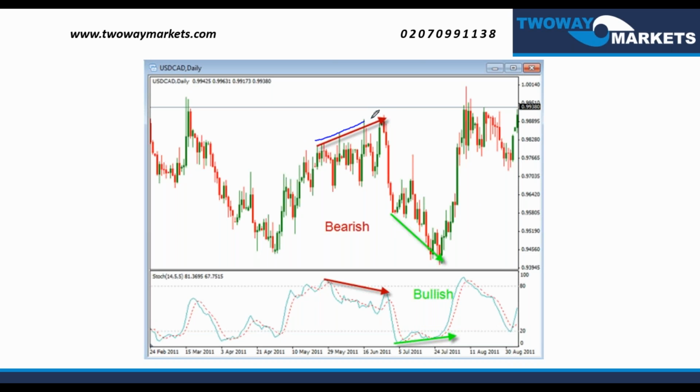So this is printing new highs. However, the actual stochastics, the momentum, is dwindling. And so that's where we would be due for a reversal.